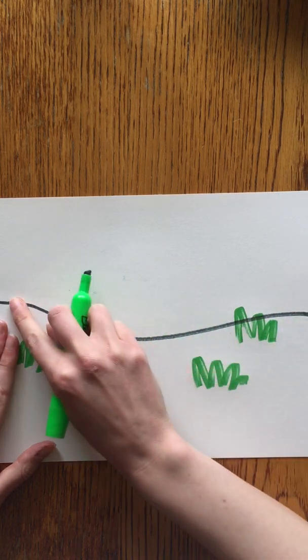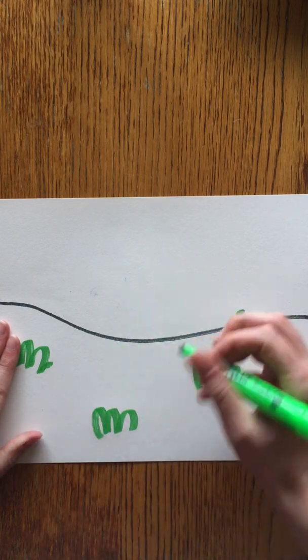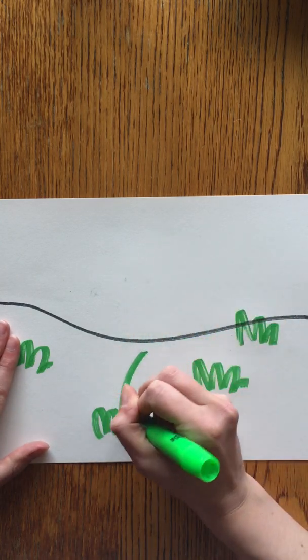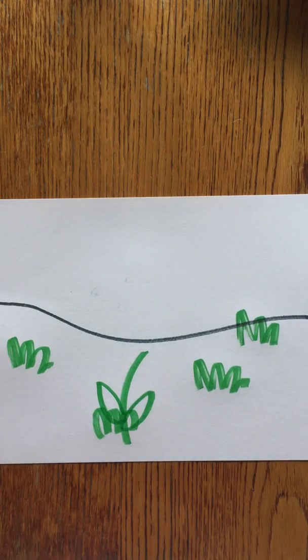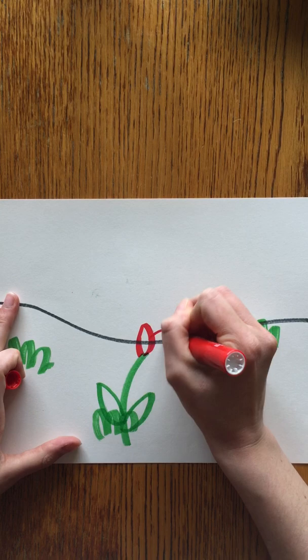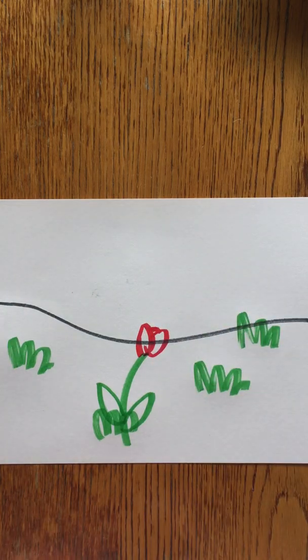I'm gonna draw some flowers. And I know that when I look outside, the things that are closest to me are bigger and the things that are far away are smaller. So using my horizon line, I know where my ground stops. It stops right there. So I'll draw the things that are closest to me bigger. So I'll draw one big flower right here with a red flower at the top.